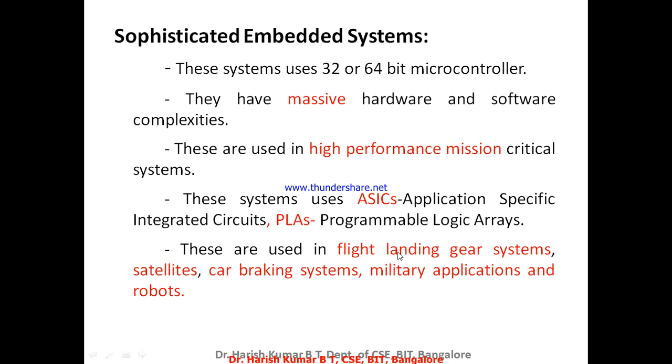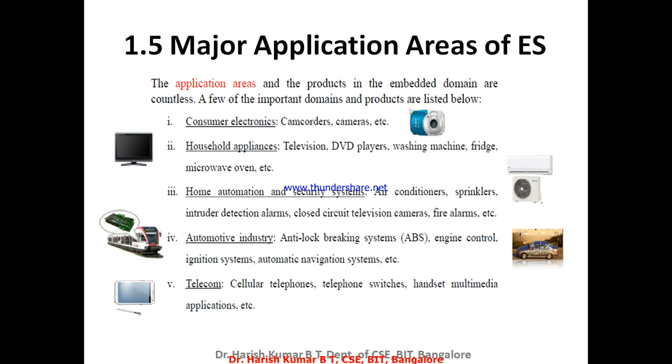And they are used in flight landing gear systems, satellites, car braking system, military applications, and robots. Hence, since the application of these devices is in high performance mission critical systems, they are called sophisticated embedded systems. So that was the classification of the embedded system. We understood in detail the classification of embedded system based on the generation, and the classification based on the complexity and performance of the embedded system.